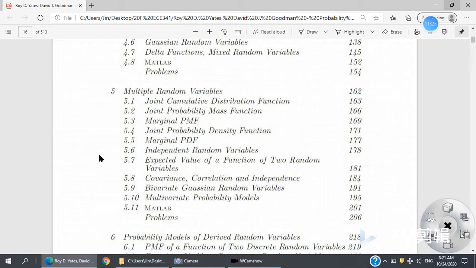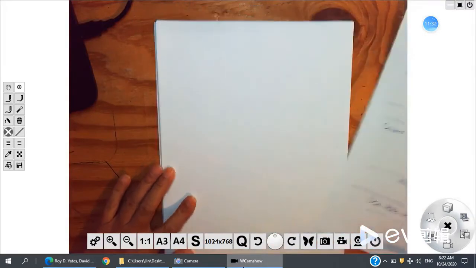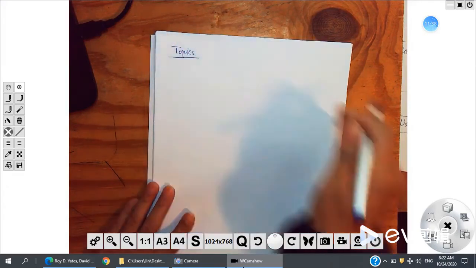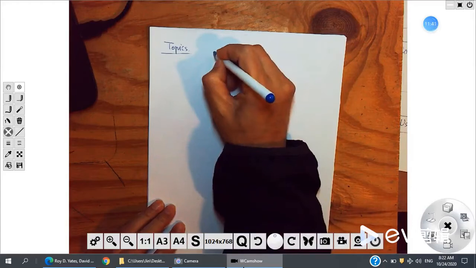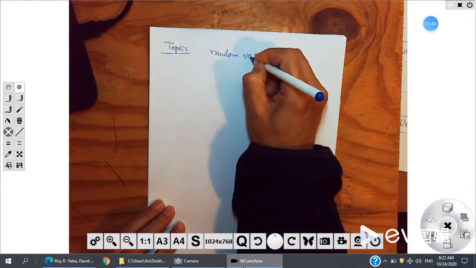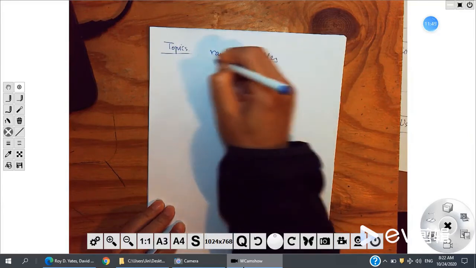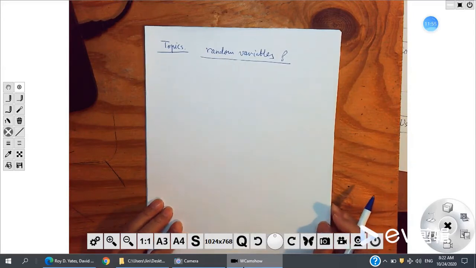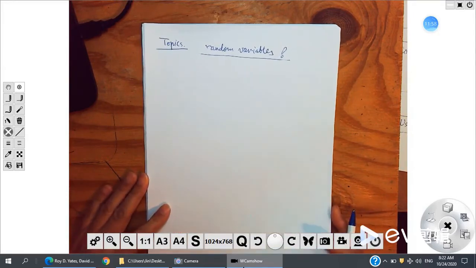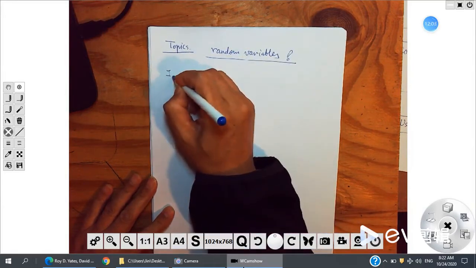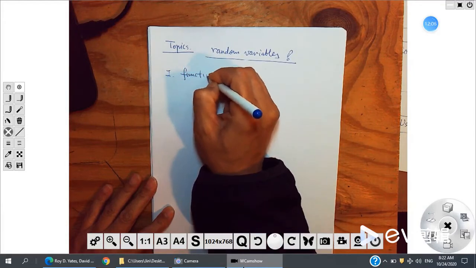And then let's go over the topics. Actually, for this part, all the things related are random variables. You can think we just have one topic, random variables. But of course, related to these random variables, we have a lot of things. The first one, we have functions.